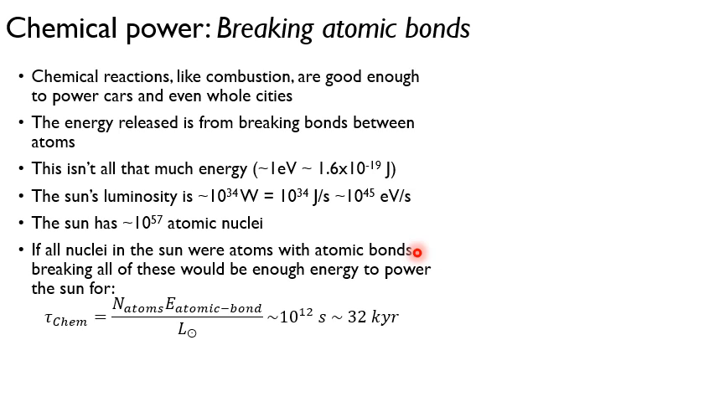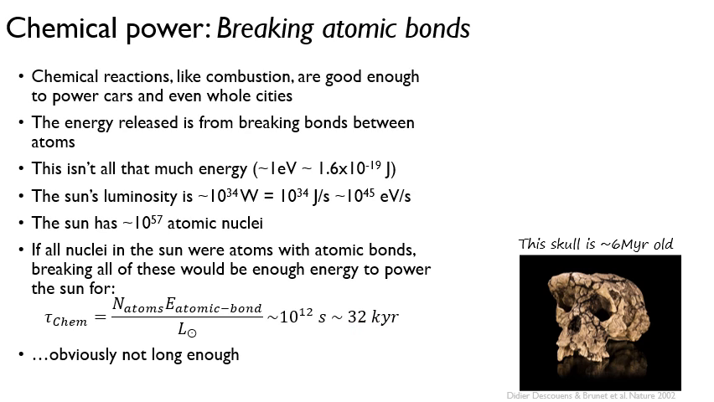So let's say that all the nuclei in the sun, atomic nuclei, are in atoms. We're going to break all of the bonds. How much energy do we get out to power the sun? So this chemical timescale is the number of atoms that we have multiplied by the energy that you have per bond. So that's 10 to the 57 atoms. We're going to say that we have around an electron volt per atomic bond. And we divide this by the luminosity of the sun, so the rate that the energy is being burnt through. And we get something around 10 to the 12 seconds. It sounds like a big number, but that's only 32,000 years.